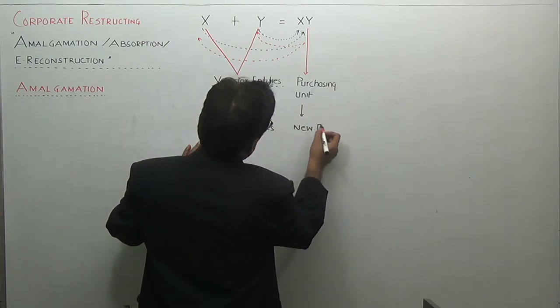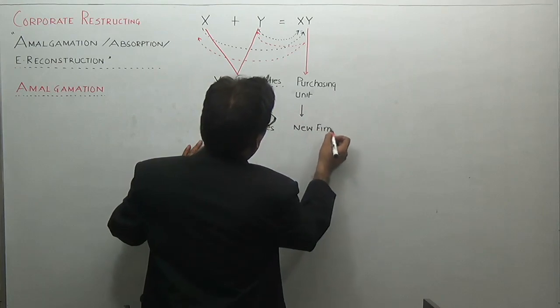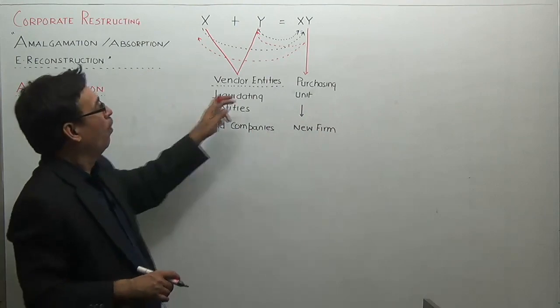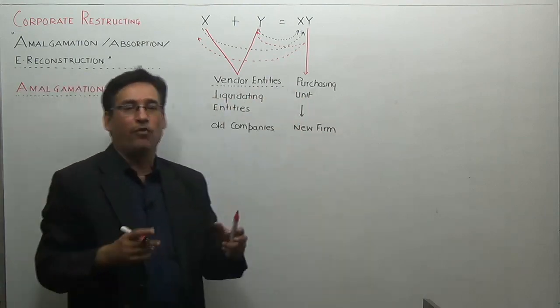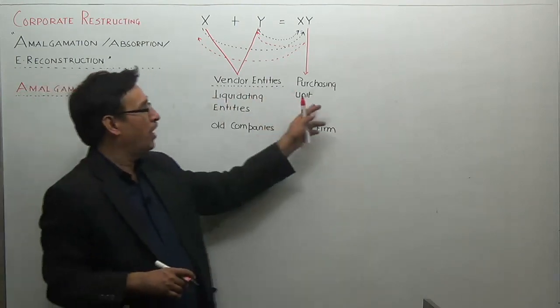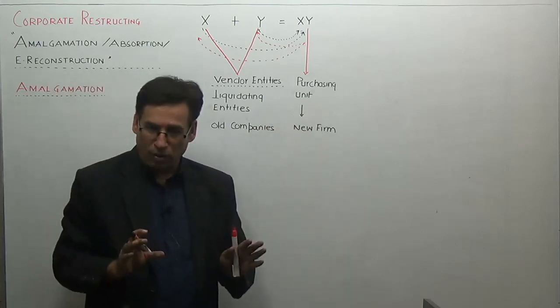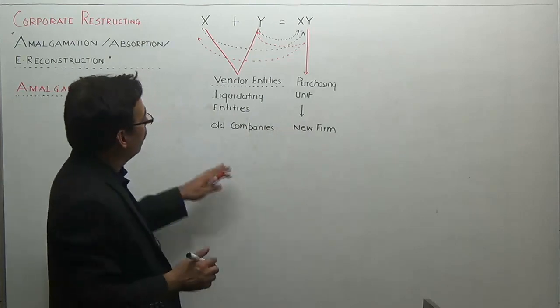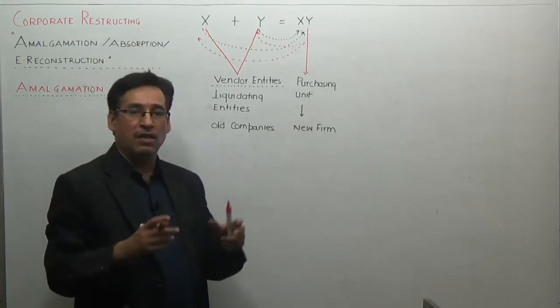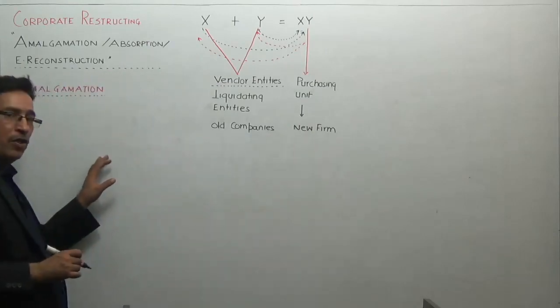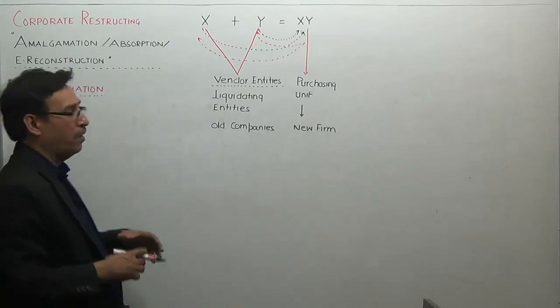But the fact is that X Limited and Y Limited in this case will be called vendor entity or liquidating entity, while XY, which is the newly formed company, will be termed the purchasing unit. Is it clear to you? If it is clear, then we will move a step further. We will write something about amalgamation, and then we are going to discuss something new.